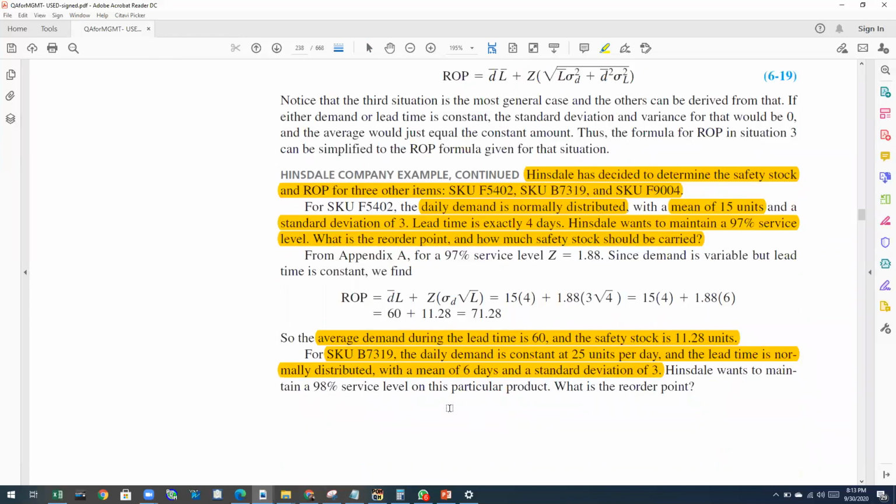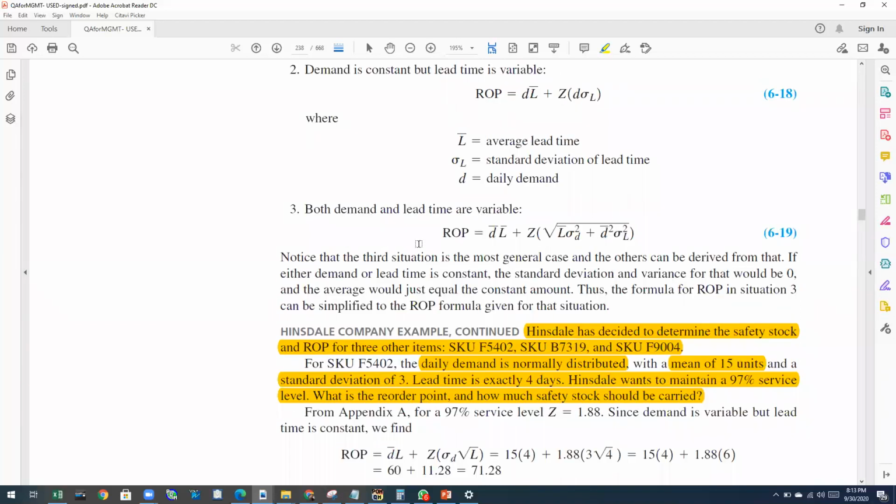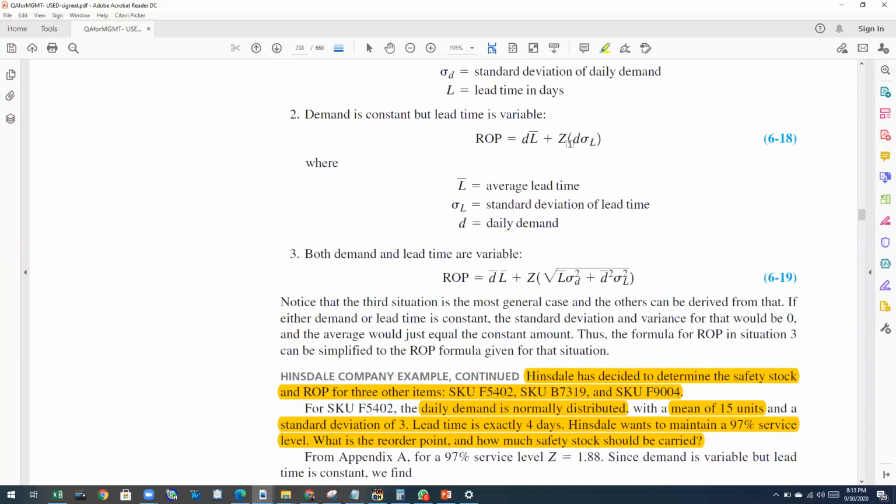Okay, the next formula, the next case is for B7319. In this case, the daily demand is constant at 25 units per day. The lead time is normally distributed, meaning it varies. Through history, they were able to determine that the mean of lead time is 6 days and the standard deviation of lead time is 3. Hinsdale wants to maintain a 98% service level on this product. So demand is constant, lead time is variable, so we use this formula.